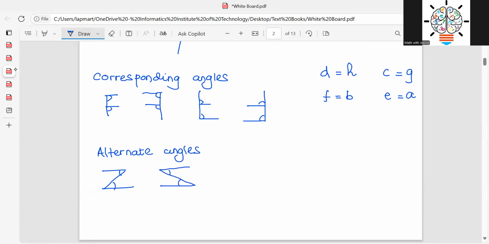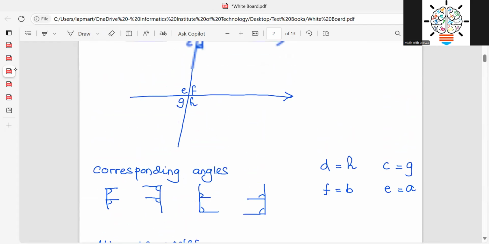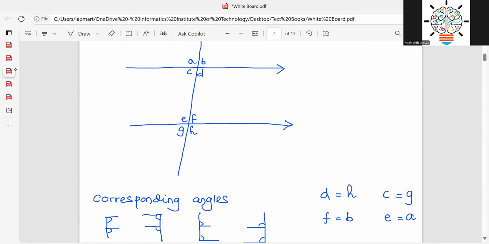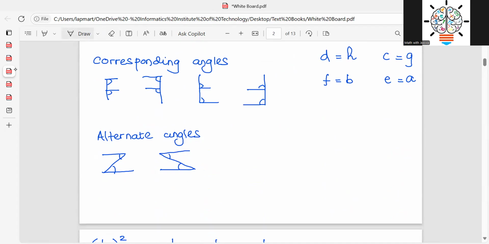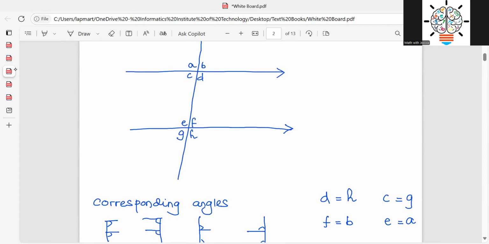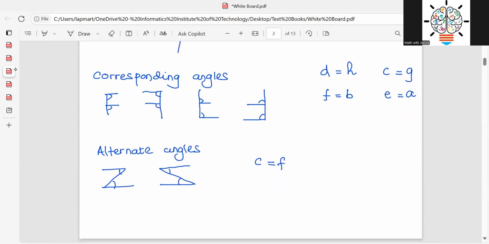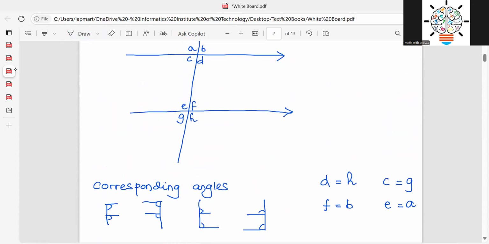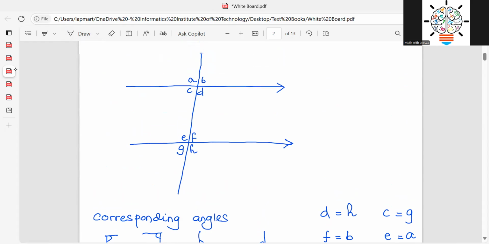In that case, you just move to the letters that you see: C and F. C and F is equal. Then we can say D and E. What you can do, children, first you draw this nicely, then you mark the letters.